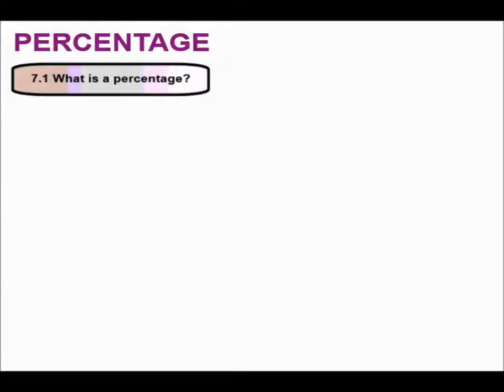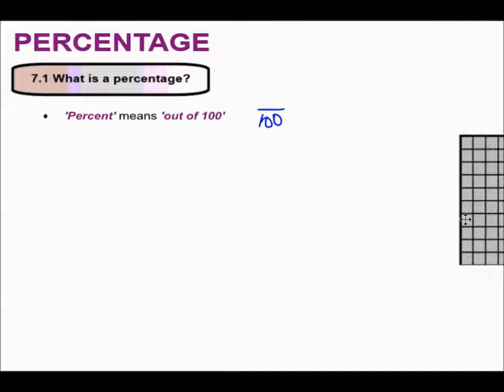Today we're looking at percentage, and that is found on page 40 of your textbook. Well, what does percent mean? Percent means out of 100. So a value out of 100. Let's look at that in diagram form.